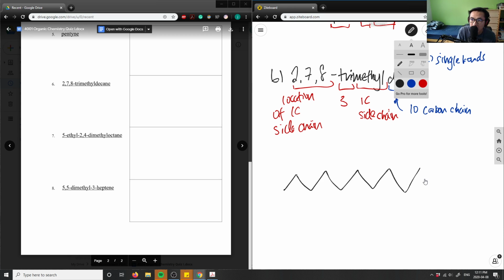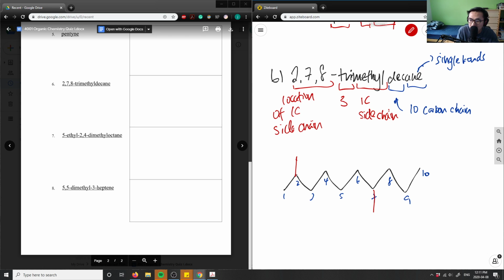And let me count that really quickly in blue. This is 1, 2, 3, 4, 5, 6, 7, 8, 9, 10. So that's good. And then I'm going to do this in red. And again, I have methyl groups, which means I have 1 carbon side chains. I have 3 of them, and the location is at 2, 7, and 8. So at 2, I'm going to put a 1 carbon chain here, because this little point here is 1 carbon. At 7, I will have another one, and at 8, I will have another one, like so.